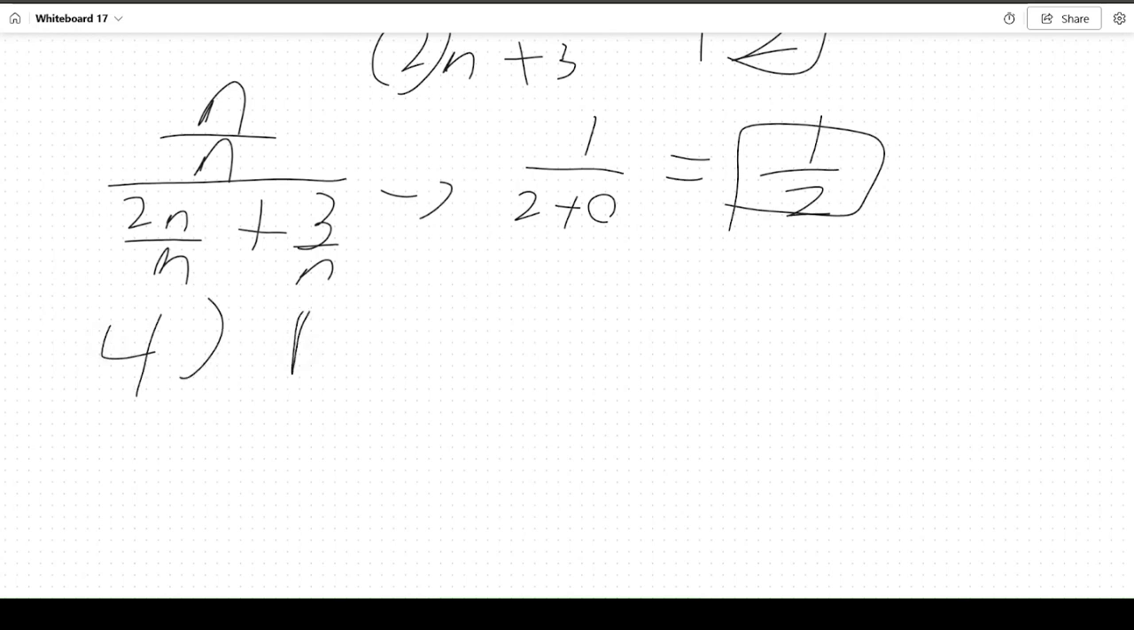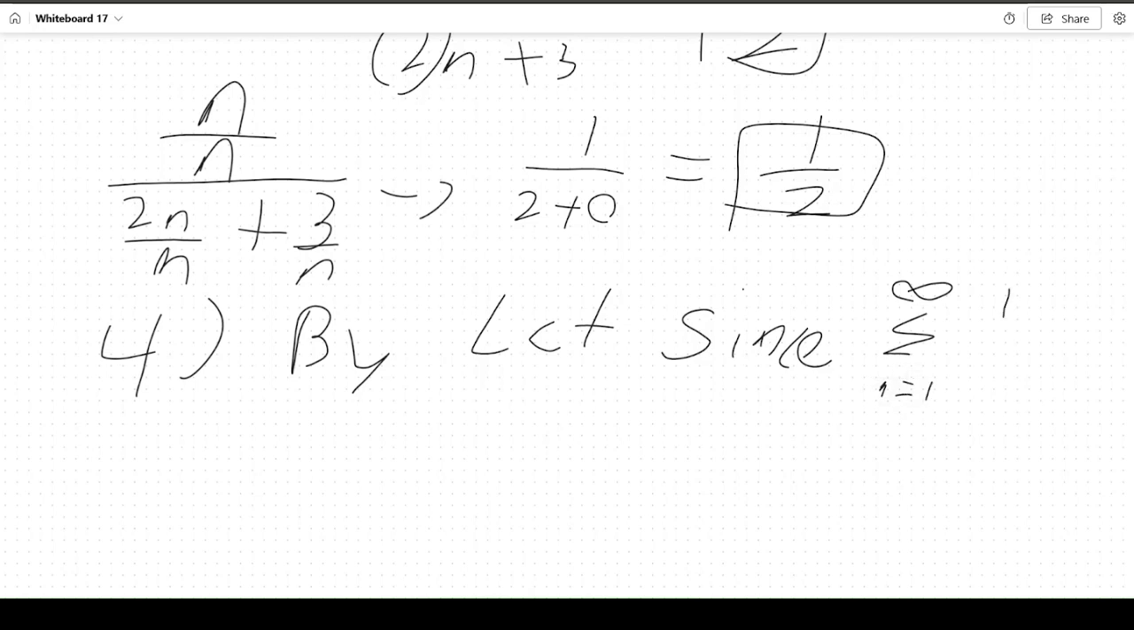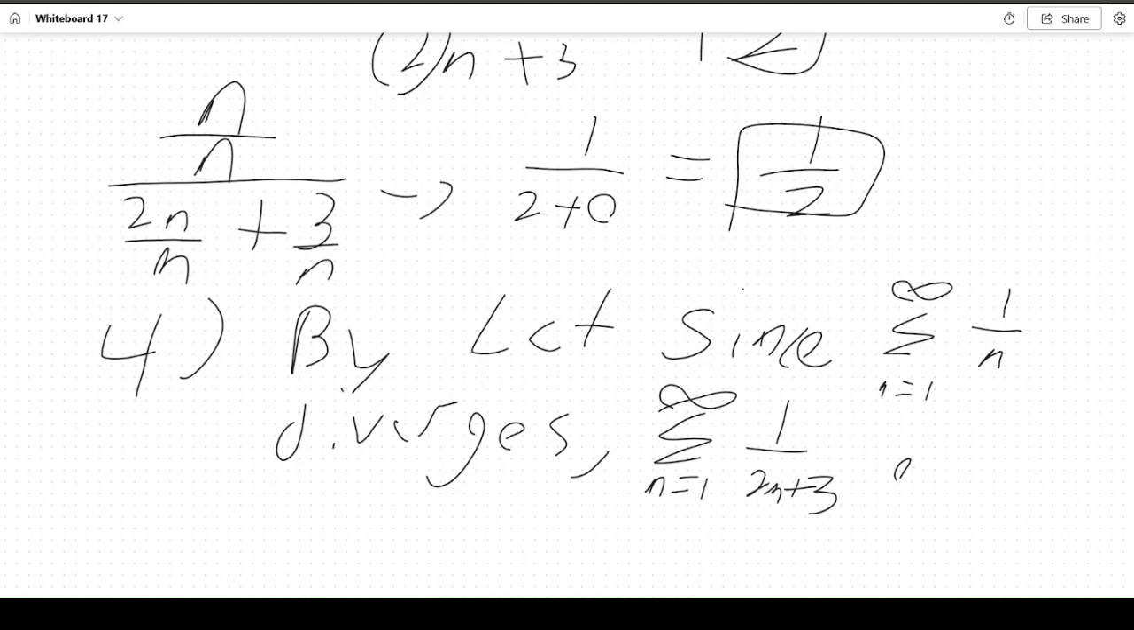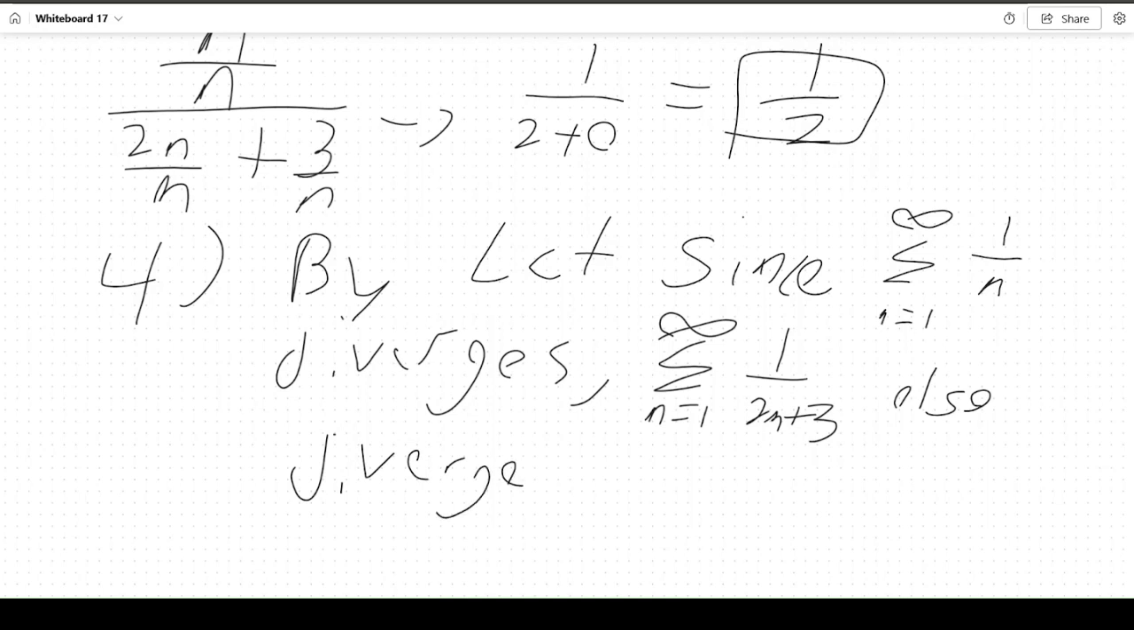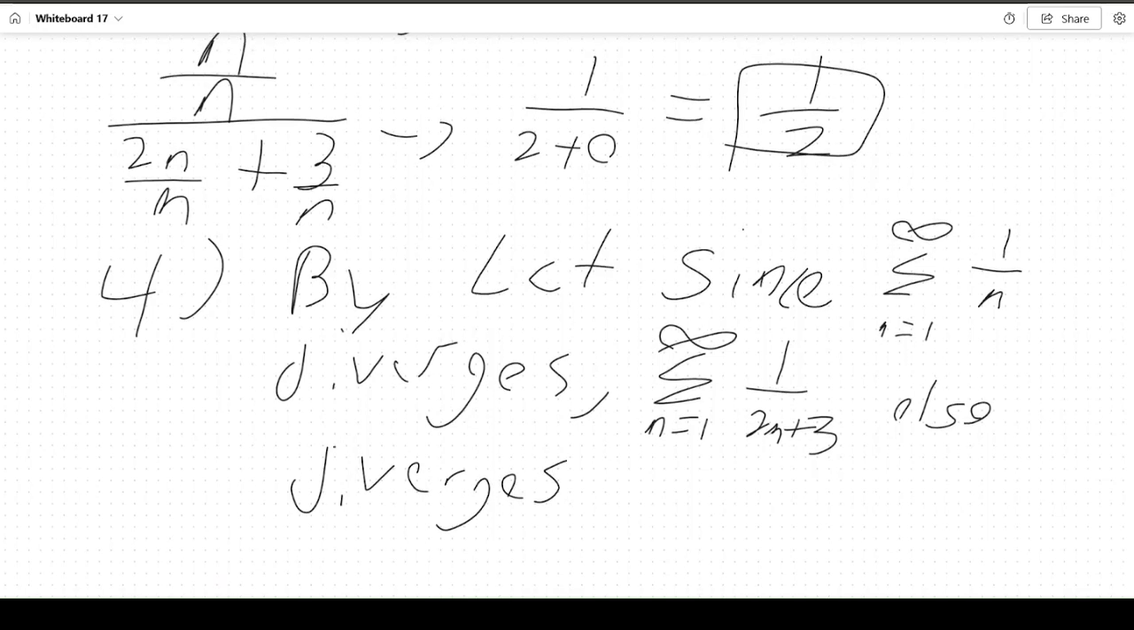So we could say, by the limit comparison test, since the series of 1 over n diverges, which is Bn, then the series of 1 over 2n plus 3, which is An, also diverges. So this would therefore be divergent.